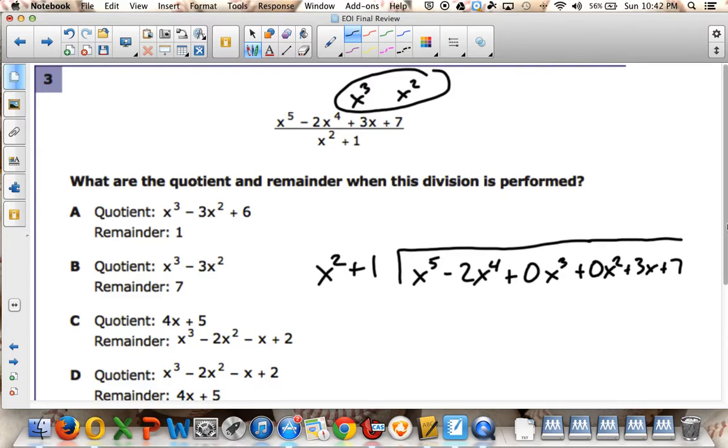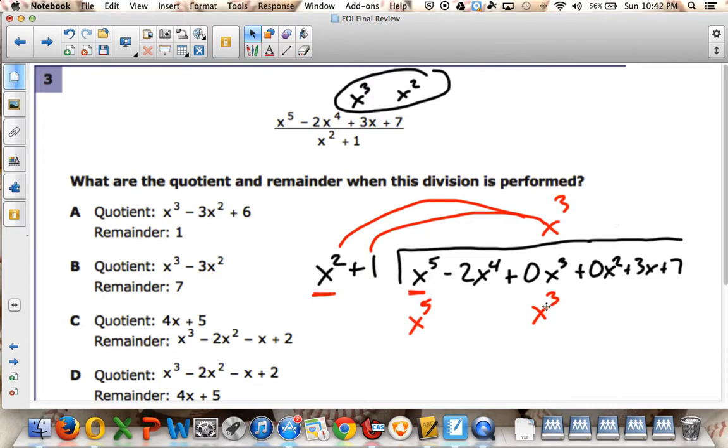Now I need to divide it. Whenever I use division, the whole point is to eliminate the first term. So what can I multiply by this first term to eliminate it? I'm going to multiply it by x cubed. Then I multiply x cubed by x squared, and I get x to the 5th, and then I multiply x cubed by my second term, 1. 1 times x cubed is x cubed. Notice where I put the x cubed, under the other x cubes.